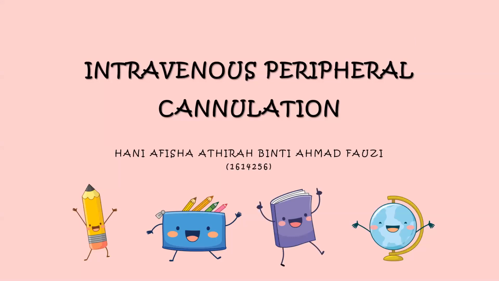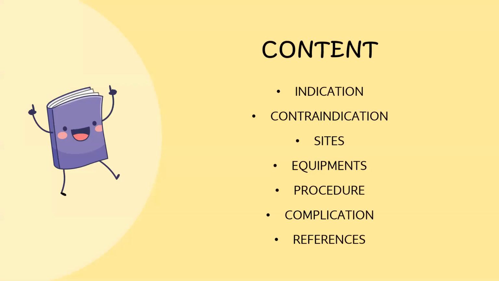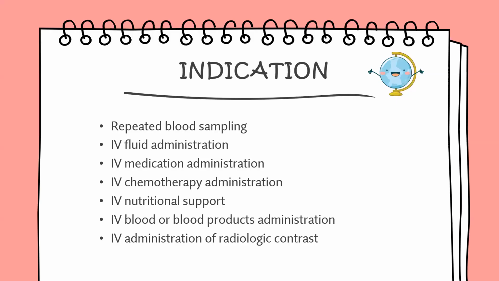Okay, next. So now we move to intravenous peripheral cannulation. Okay, so again, the content. Next. Intravenous peripheral cannulation is defined as a hollow plastic tube used for accessing the vascular system. So the venous access can allow the sampling of blood as well as administration of fluid, medication, parenteral nutrition, chemotherapy, and also blood product. Next.